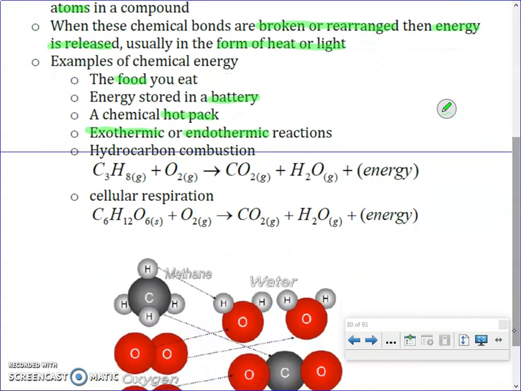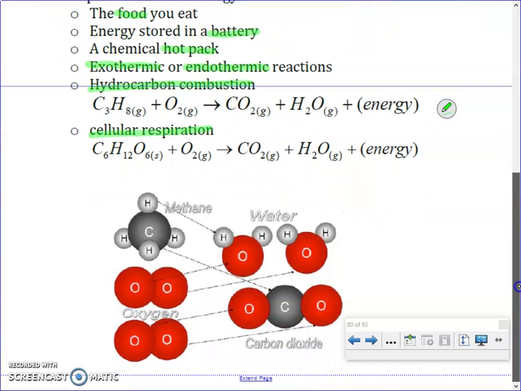Two specific reactions we look at are hydrocarbon combustion, where you have propane reacting with oxygen, making carbon dioxide gas, water vapor, and energy. And there's also cellular respiration. This is where glucose combines with oxygen to produce carbon dioxide gas, water vapor, and energy once again. Notice the idea of rearranging atoms that occurs when methane is combusted with oxygen to make water vapor and carbon dioxide gas.